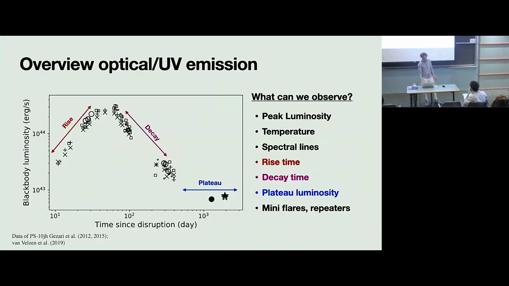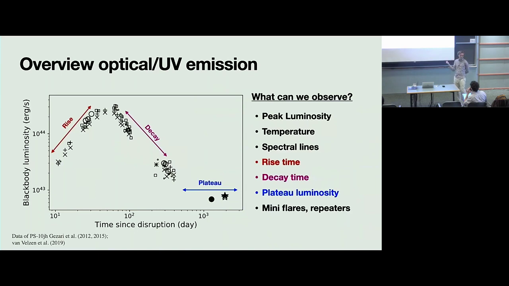So let's look in a bit more detail at the optical UV emission. So here is real data from a real TDE that happened in 2010 and was found by Sufi Ghazari, and we have lots of follow-up data, and this is all summarized here as a function of blackbody luminosity. Here I'm writing time since disruption, but this is still model dependent, but it doesn't matter. We have a rise time, we have a decay time, and a plateau. So these 3 things we can measure.